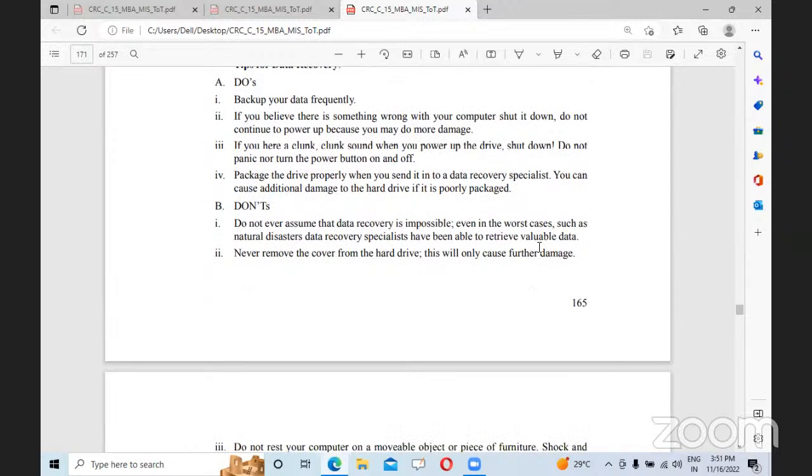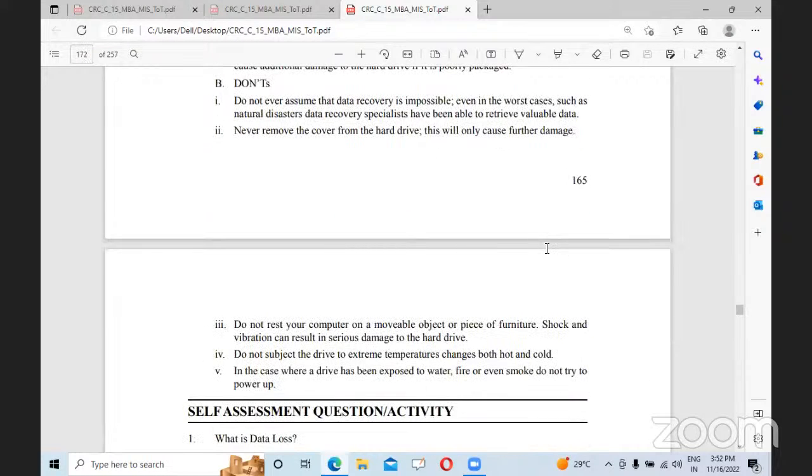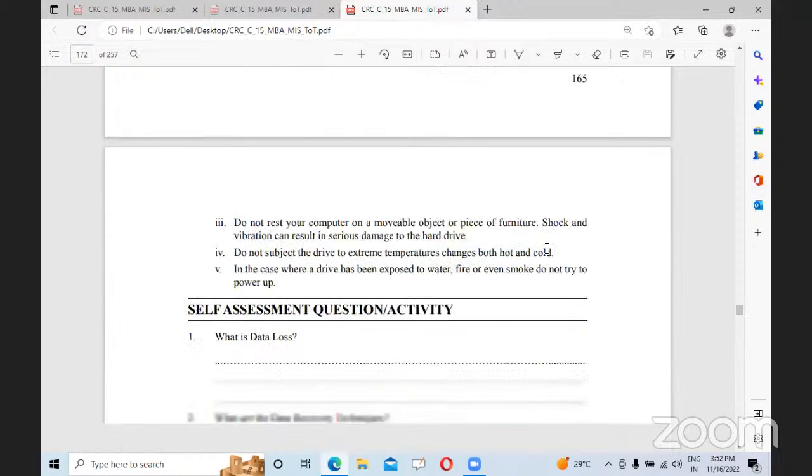You can cause additional damage to the hard drive if it is poorly packaged. Do not ever assume that data recovery is impossible, even in the worst cases, such as natural disasters. Data recovery specialists have been able to retrieve valuable data. Never remove the cover from the hard drive. This only causes further damage.